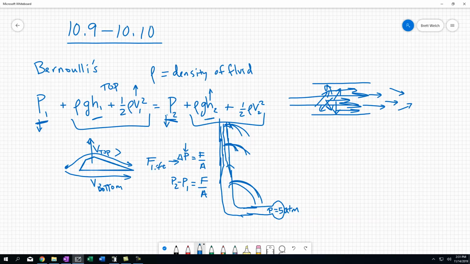Okay, so that's going to help you with the airplane question. Over here we have our pipe question. Those are just two cool applications of the ideas.